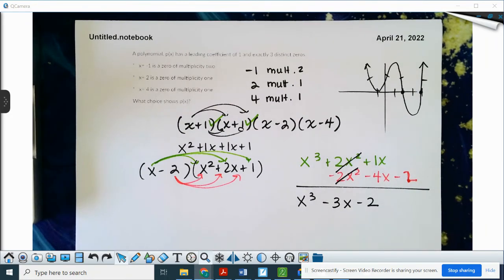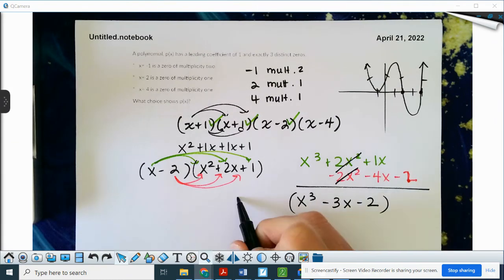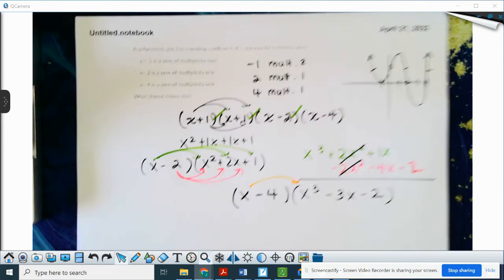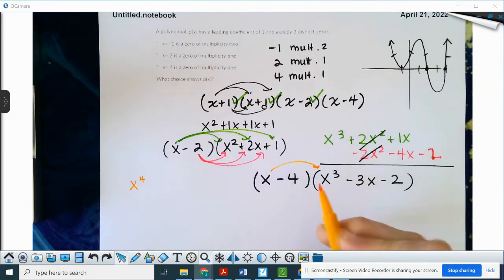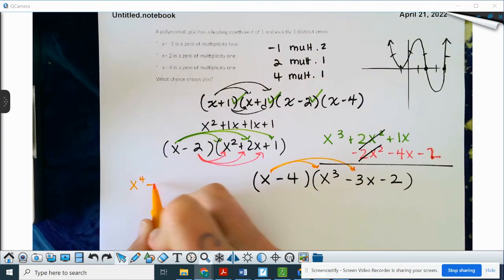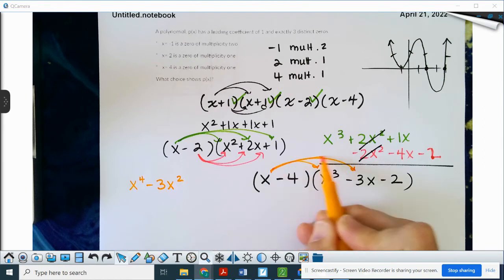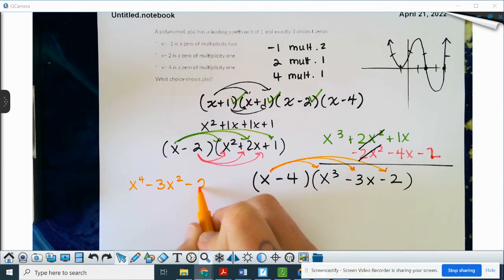We've taken care of the second one. Not done yet. We got to do our x minus 4. So this whole times x minus 4. And so we're going to distribute our x all the way through. X to the 4th power. X times a negative 3x is a negative 3x squared. X times a negative 2 is a negative 2x.